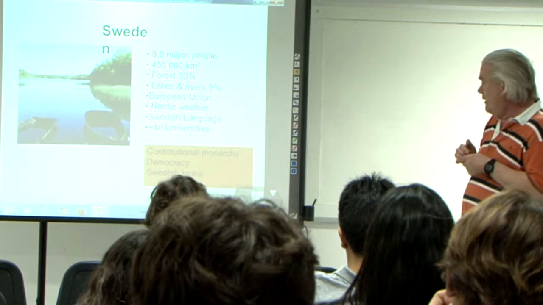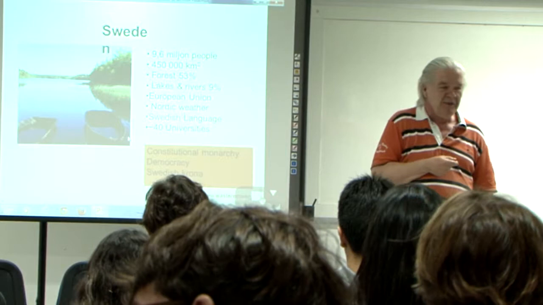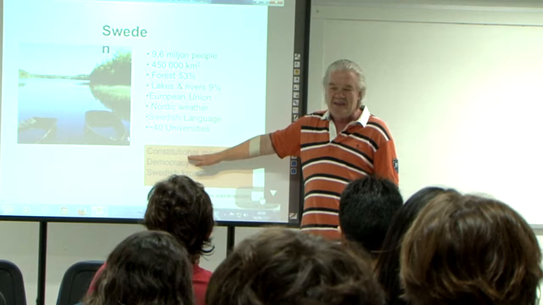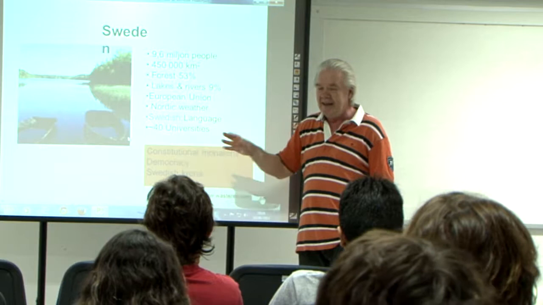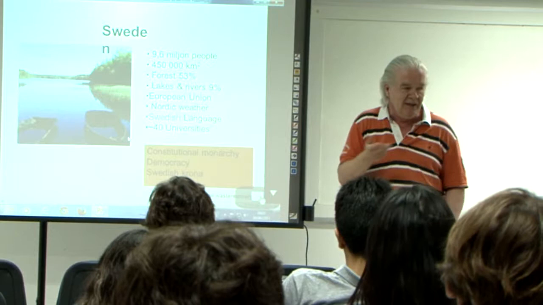We have about 40 universities. Otherwise, we are a constitutional monarchy. We have a king and we have a queen born in Sao Paulo. Queen Silvia is actually born Brazilian, but the king doesn't have anything to do with the management of the state. We are a democracy, and the king and queen actually have no influence, but they have some subsidies from the state, and they represent Sweden, of course, when there are foreign guests, when they are going abroad, things like that.